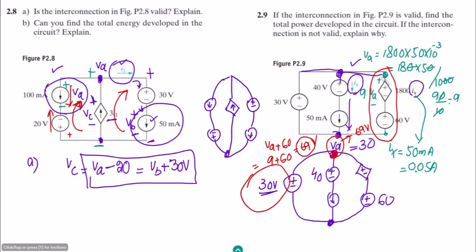So therefore the two different voltages are connected in parallel with each other, which is impossible. Which is impossible for the validity of a circuit. So that's why this circuit is an invalid circuit.